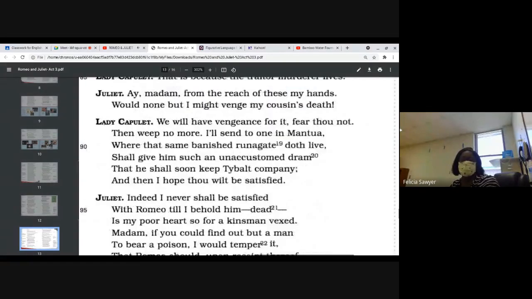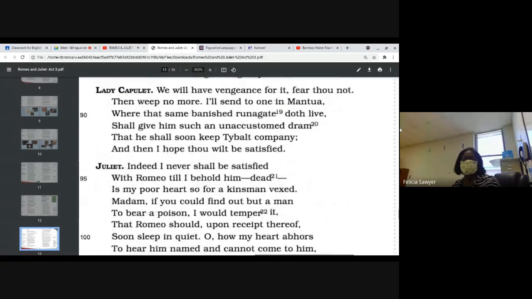We will have vengeance for it, fear thou not. Then weep no more. I'll send to one in Mantua, where that same banished runagate doth live. Shall give him such an unaccustomed dram, that he shall soon keep Tybalt company. And then, I hope, thou wilt be satisfied. Indeed, I never shall be satisfied with Romeo till I behold him dead. Is my poor heart so for a kinsman vexed? Madam, if you could find out but a man to bear a poison, I would temper it, that Romeo should, upon receipt thereof, soon sleep in quiet.